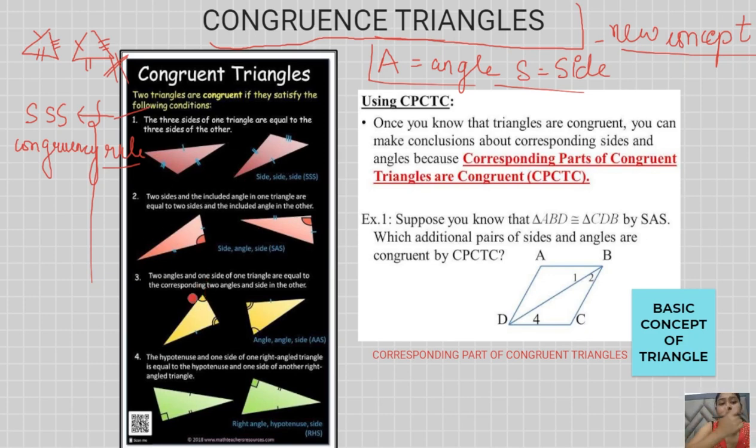Okay, so the second is two sides and the included angle of one triangle being equal to two sides and the included angle of the other. For example, there are two triangles. Suppose this side is equal to this side and this side is equal to this side, and this angle is equal to this angle, then it will be the SAS congruency rule. You can remember the SAS congruency rule by these terms: side, angle, side.